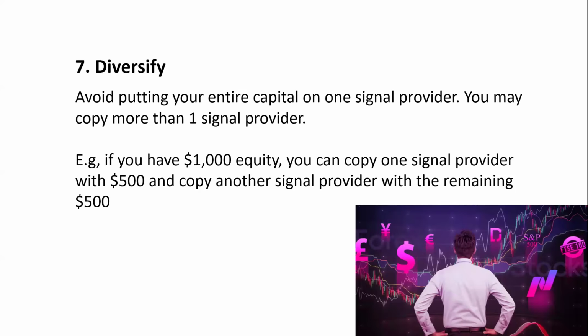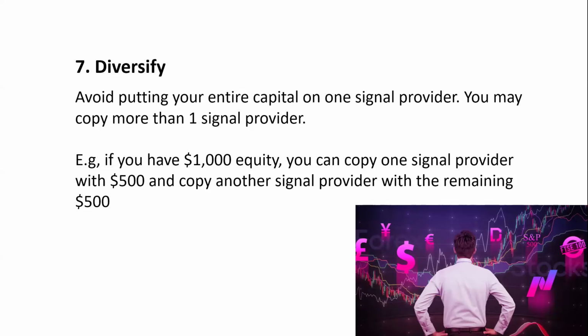Learn to diversify. When you diversify, you are also practicing risk management, because imagine you're copying one person and for some reason or the other, the trade goes bad. Then that means that since all the equity is on that person's signal, you may have a huge loss. But that can be different if you diversify your portfolio by copying more than one signal provider. In the example I have here, let's assume you have $1,000 capital or equity. You can copy one signal provider with $500 and copy another person with $500. Both of them may do well and you have a profit, or maybe one does bad and the other does good. The profit from the one that does good will cover for the loss of the other.